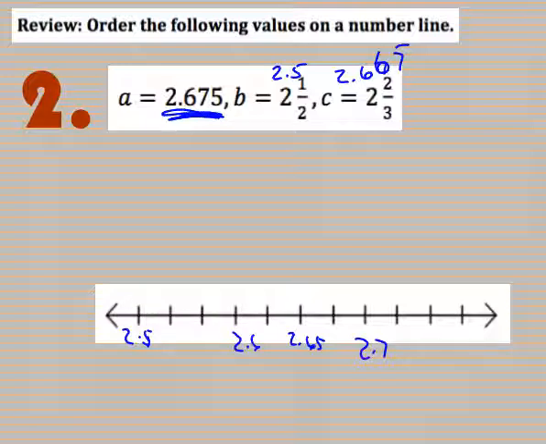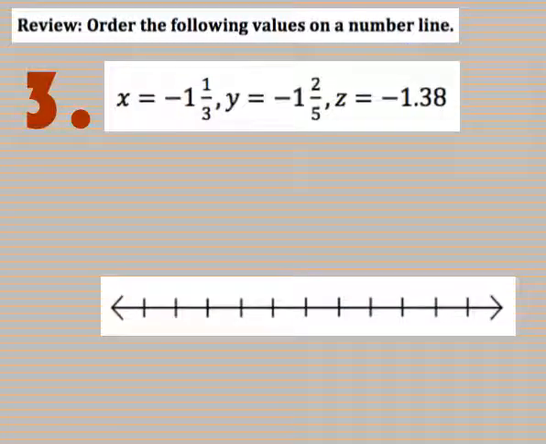Making that, I would see this C. C would need to go about right here. I'd put C there, and I would know A is just a little bit bigger. And then B is obviously down here at 2.5. So just understanding which numbers are bigger is going to be half the battle.